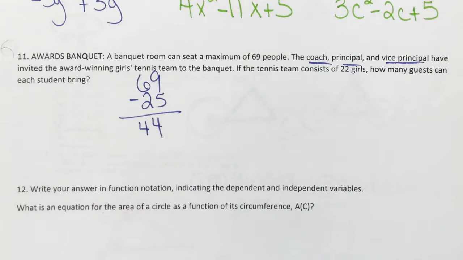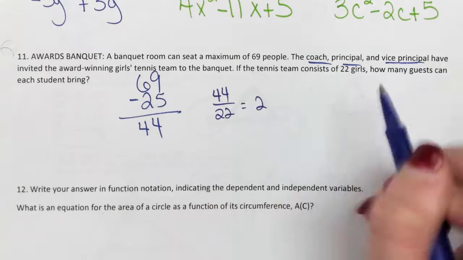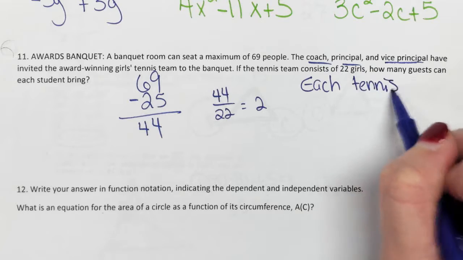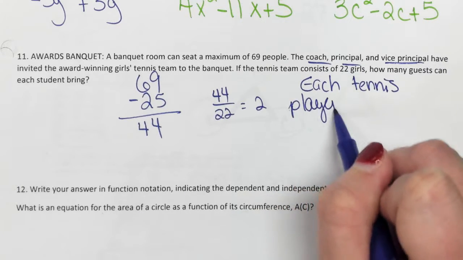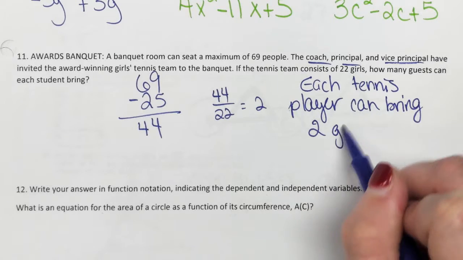44. Okay, then it asks you, how many guests can each of the tennis players bring? So how do you figure out, if you have 44 seats left, how many people they can bring? Divide them. There you go. 44 divided by 22. So each tennis player, hopefully you get the sentence. Make sure you get the sentence. Can bring 2 guests.